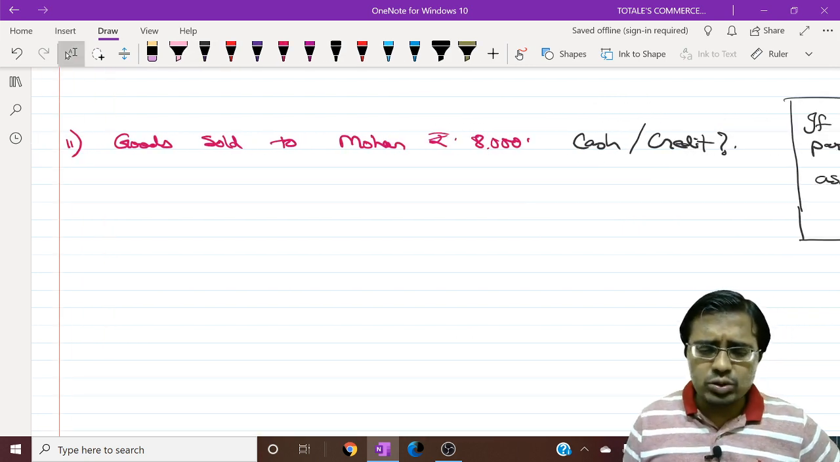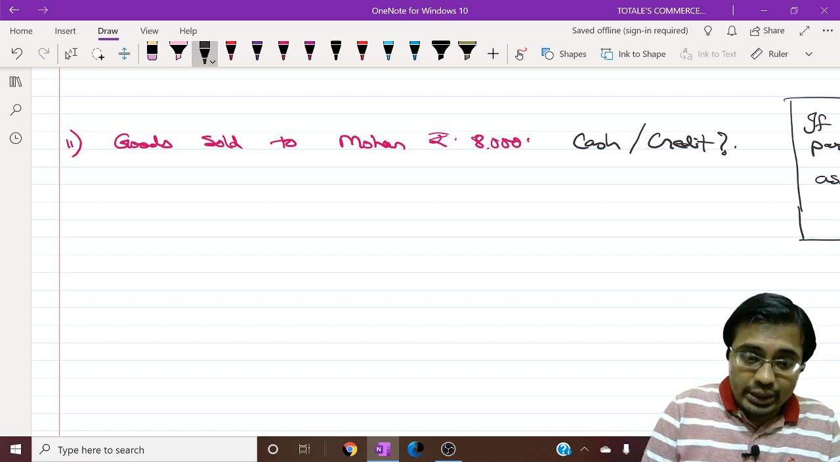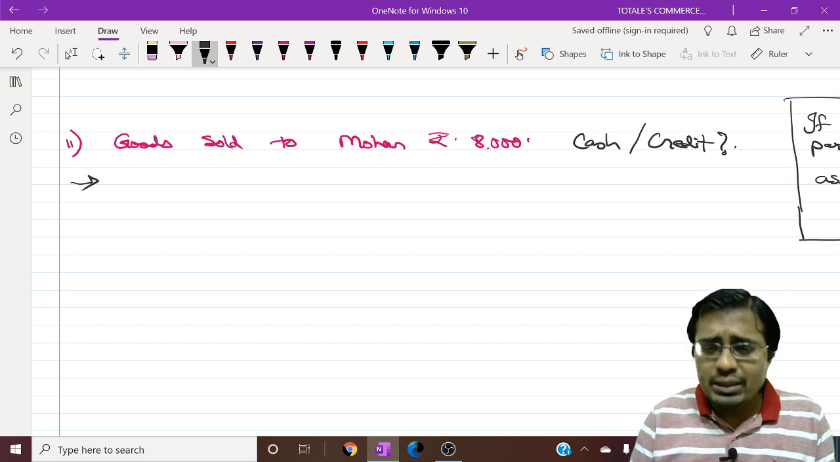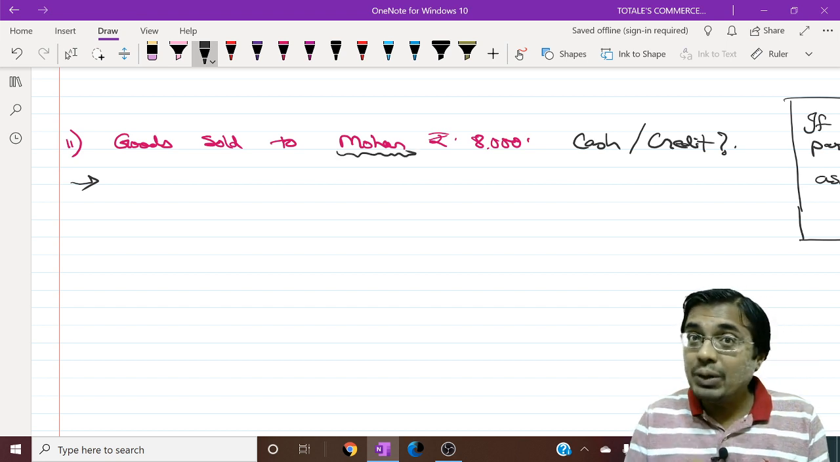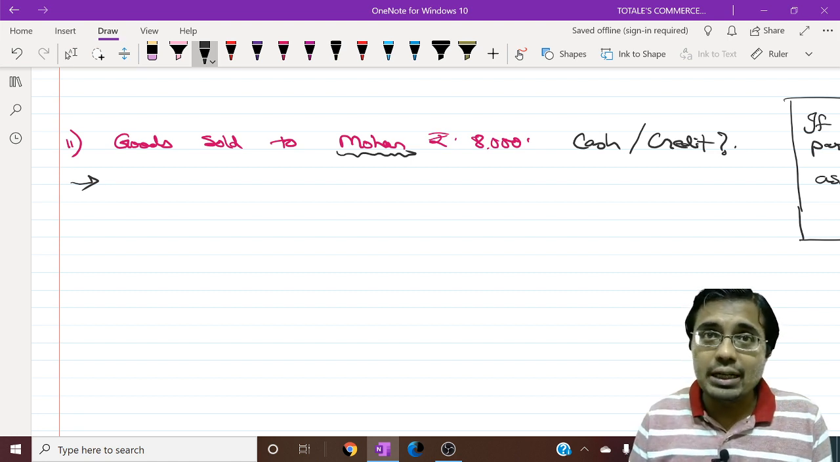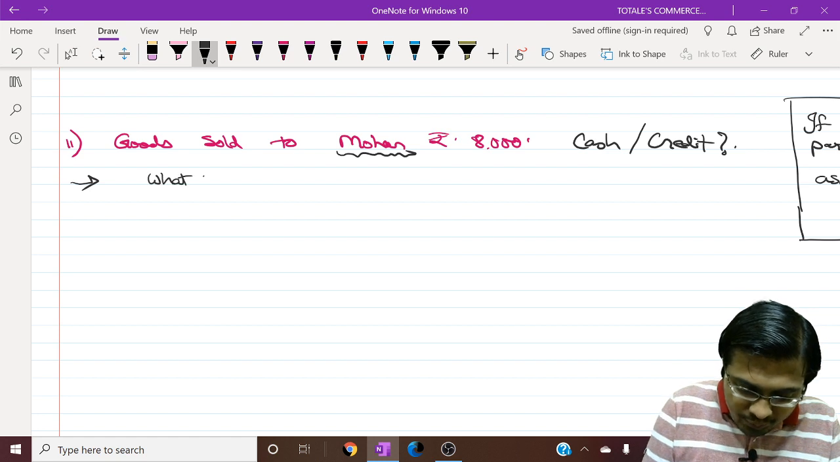So looking at this, goods sold to Mohan, rupees 8,000. We have not been told whether it is a cash transaction or a credit transaction. What are we going to assume? We are going to check whether the party's name is given. So here, have a look, my friends. The party's name is given. So if the party's name is given, obviously this becomes a credit transaction as per the assumption. So what did we sell?